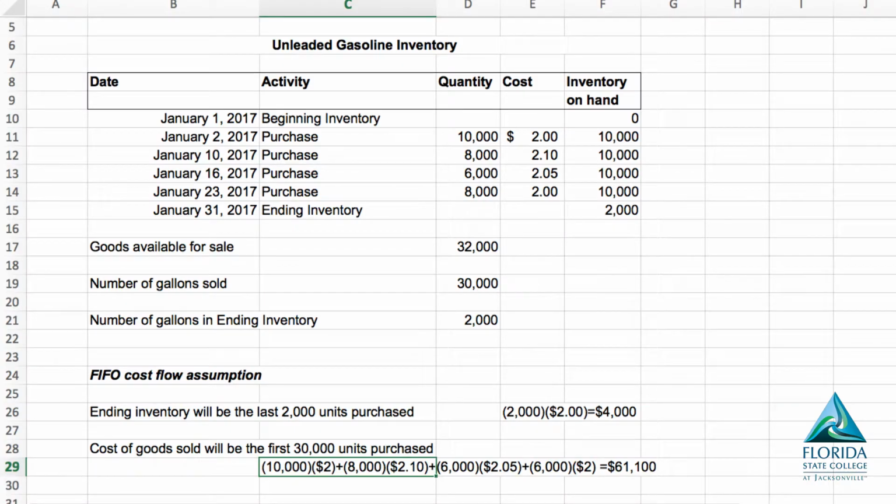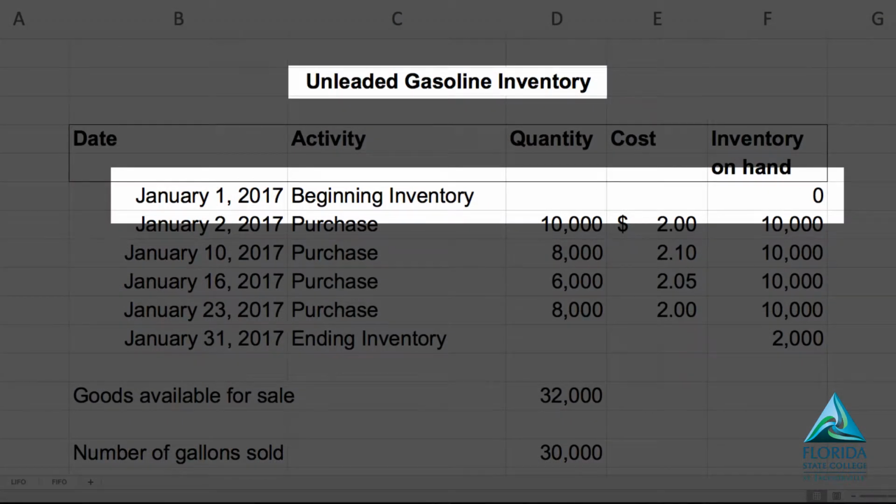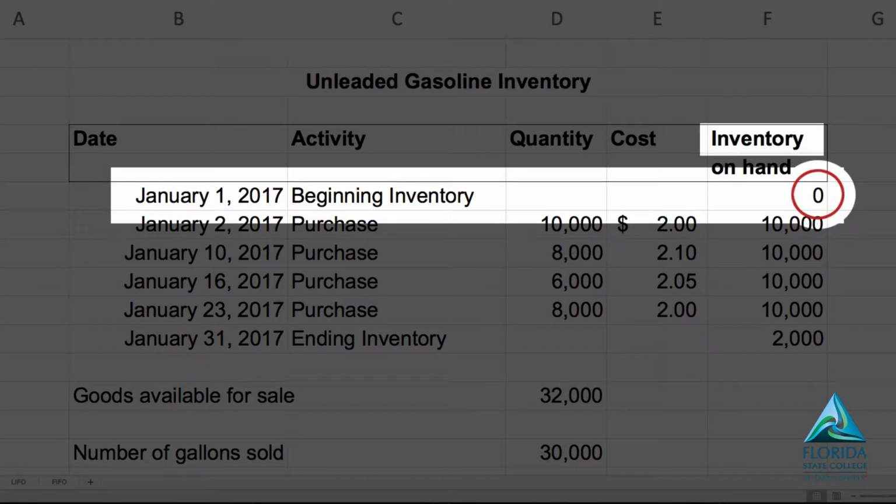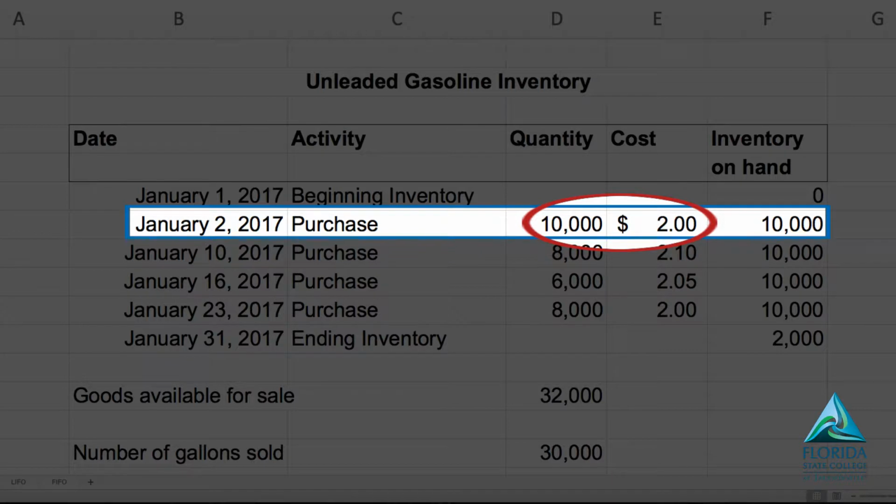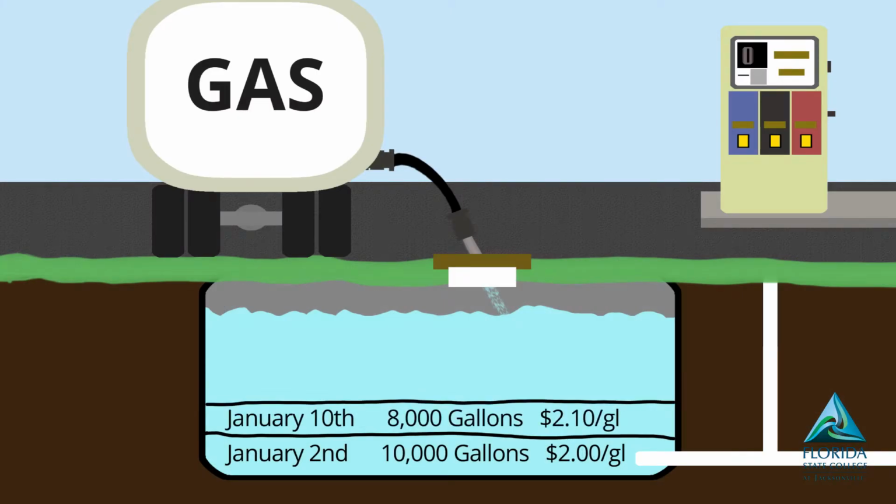So, let's look at how we account for this. For example, we'll start in January. On January the 1st, we're going to start out with 0 gallons. Then on January the 2nd, we are going to purchase 10,000 gallons at $2 cost per gallon. On the 10th of January, we're running low and purchase 8,000 gallons, but at $2.10 per gallon.